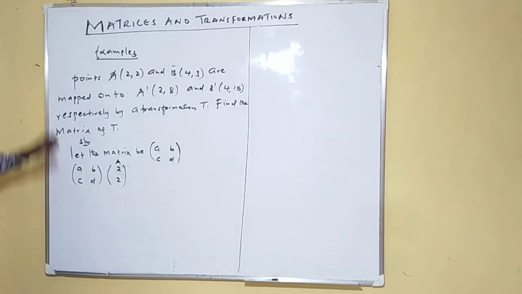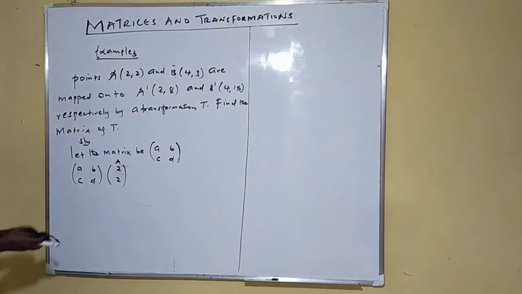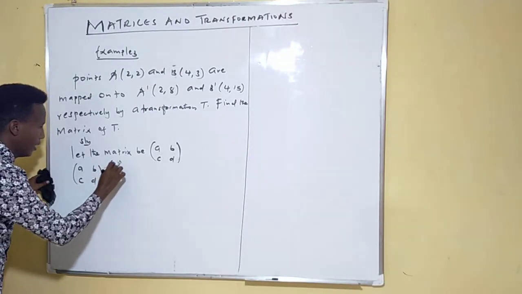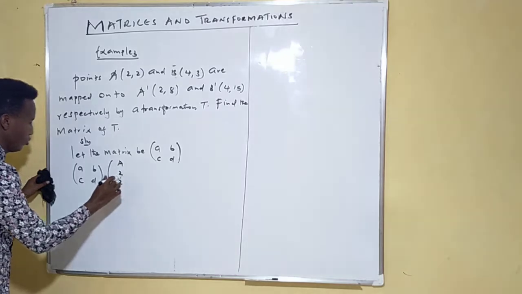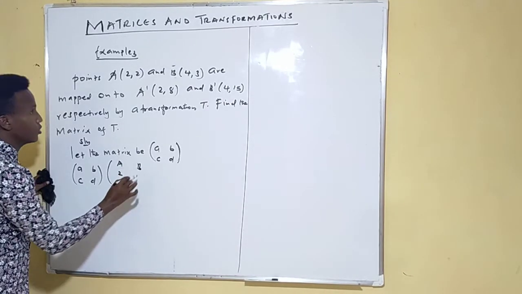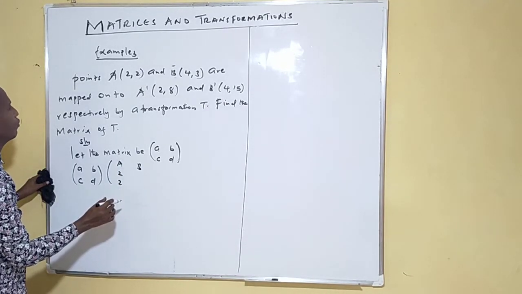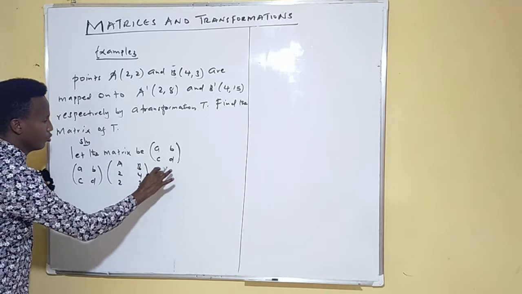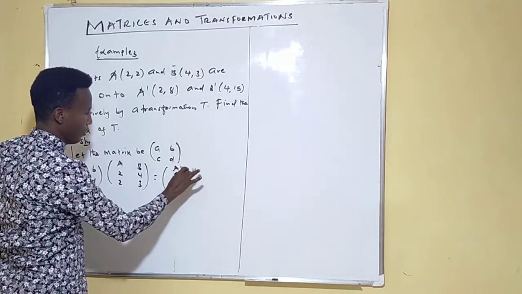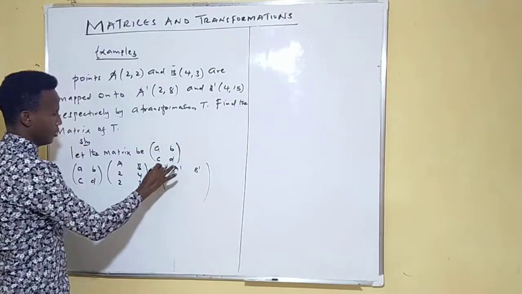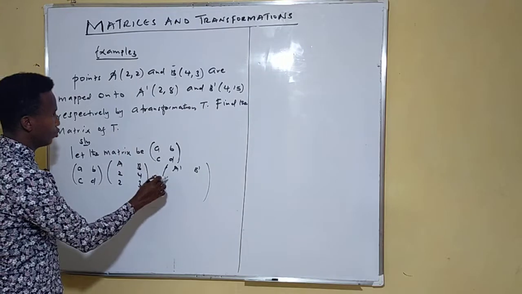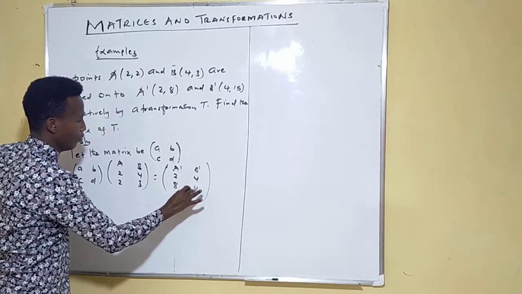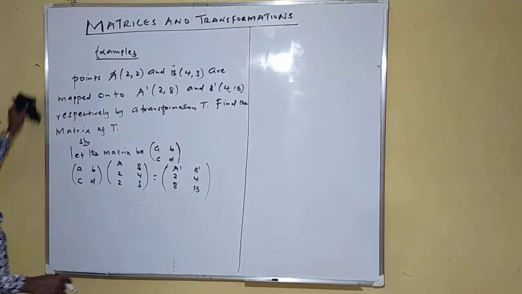Then we have also B, don't forget that. We have multiplied by A, which is 2, 2, okay, and B, which is 4, 3. That is equal to the image points A prime, which is 2, 8, and B prime, which is 4, 15, okay? So this is what you're going to do.